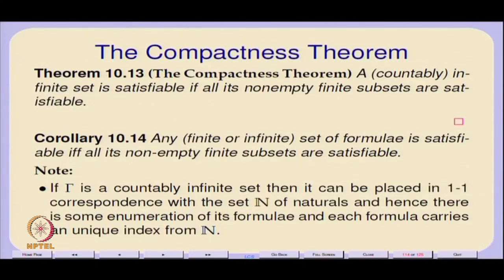Take a countably infinite set of sentences. This infinite set of sentences is satisfiable if all non-empty finite subsets of this set are satisfiable. The first thing to realize in this theorem is that any countably infinite set has an uncountably infinite number of different subsets. But of course, out of that uncountable number of different subsets, the number of finite subsets is only countable. All the other subsets are infinite subsets.